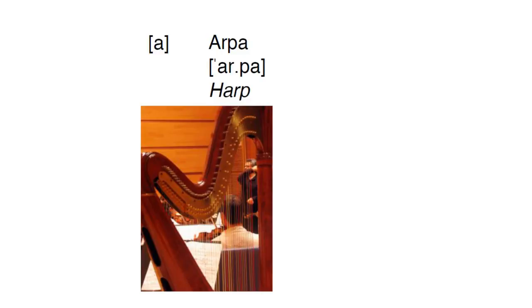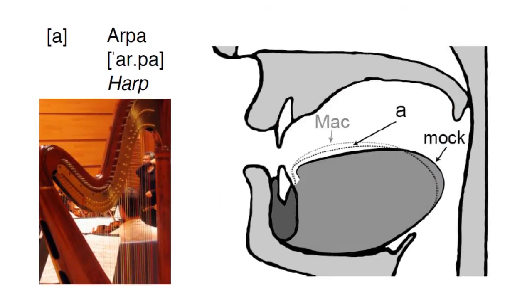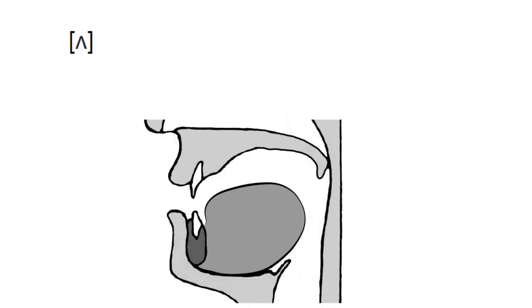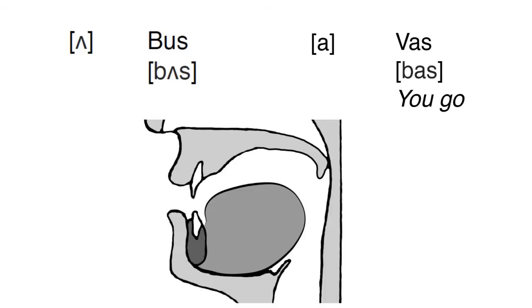And now we come to the last of Spanish's vowels, A as in arpa. This one is really fascinating. Now, for most other languages, I try to explain A as a vowel that is halfway between A as in mock and A as in mac. And this does work as a way of explaining the vowel. But for Spanish, the tongue position of A actually lines up almost perfectly with the tongue position of English's U as in bus. But that's pretty weird. Spanish's A doesn't actually sound the same as U as in bus. So what's going on here?